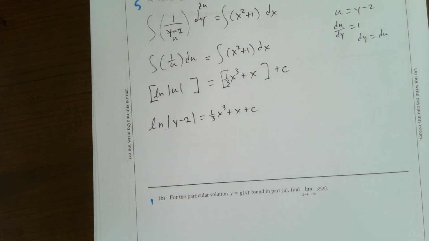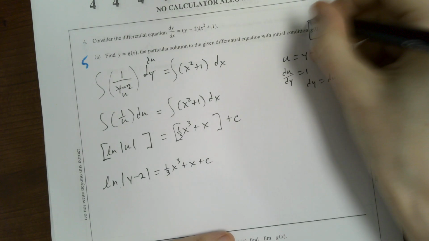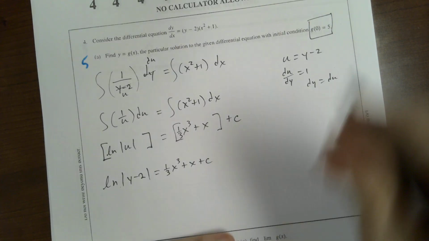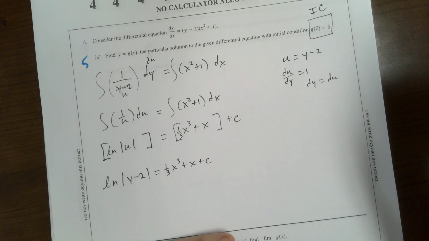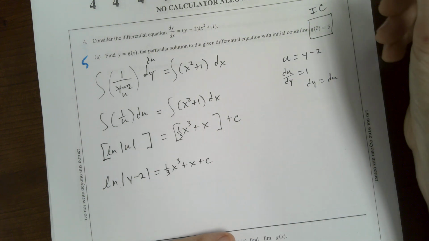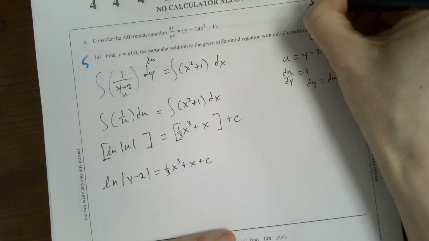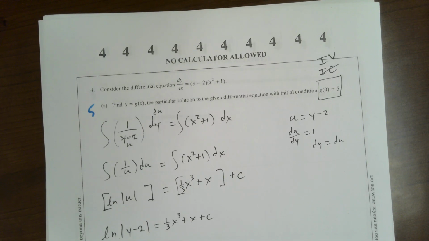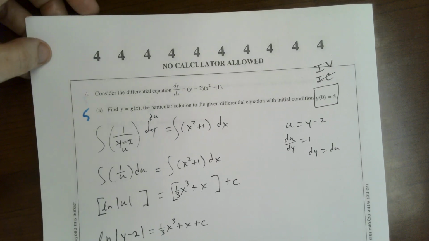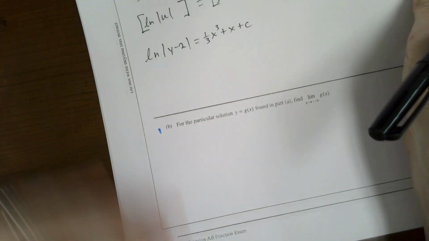Now I have to solve for y, but I also need to know what c is. I've also got to solve for c. So this is the first time you would use the initial condition. So that's the initial condition, or the initial value, maybe I should say. I think I've been saying IV. Initial value or condition. Alrighty, so I'm going to plug in 0 for x and 5 for y.